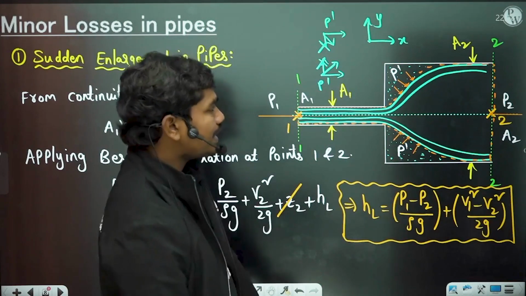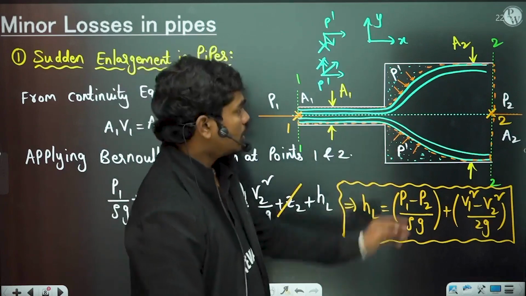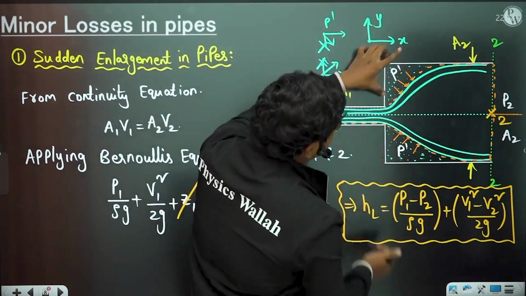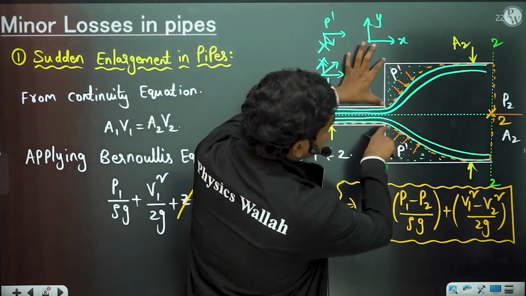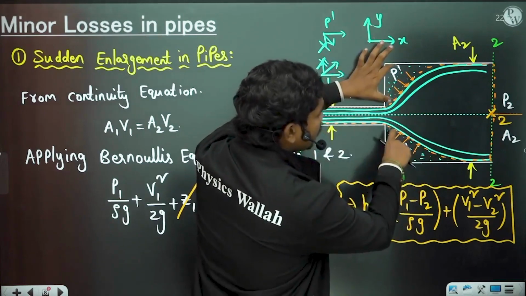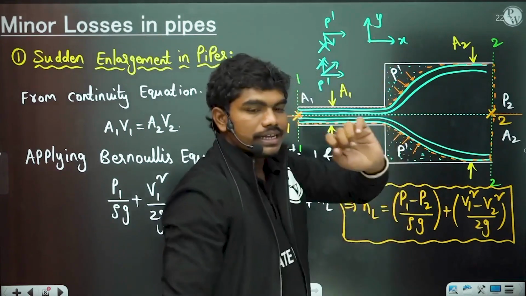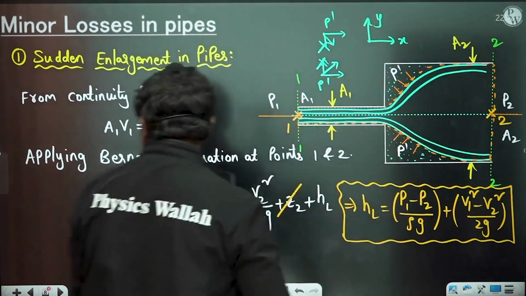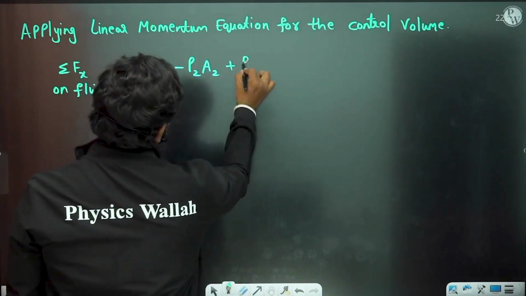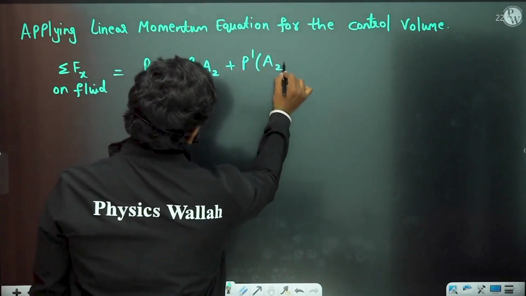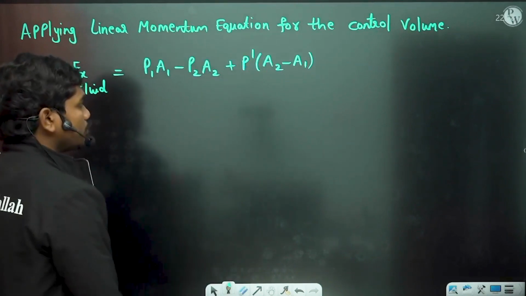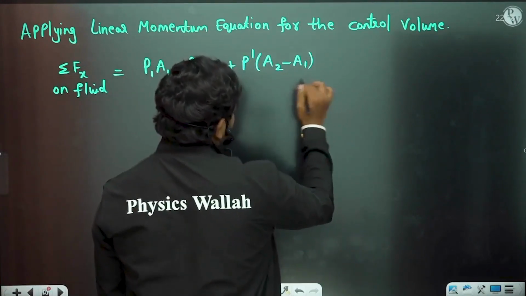Correct? So what is the area on which this pressure is acting? Here the flow area is A2, here the flow area is A1. So the area which is not covered is nothing but the total area minus this area A1. This area which is not covered with fluid initially is A2 minus A1. And the direction is positive, so plus P dash times (A2 minus A1). So these are the total forces acting on the fluid.